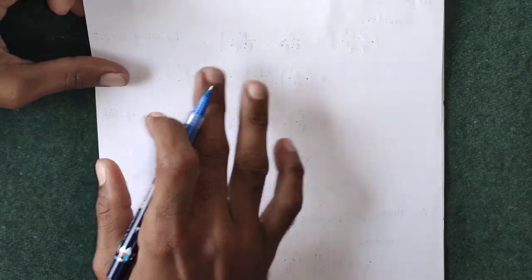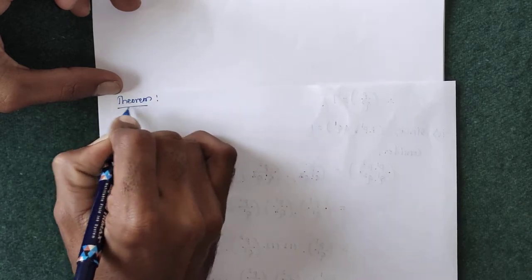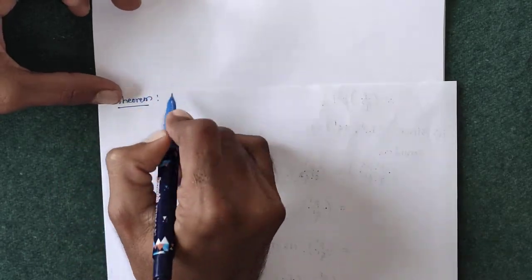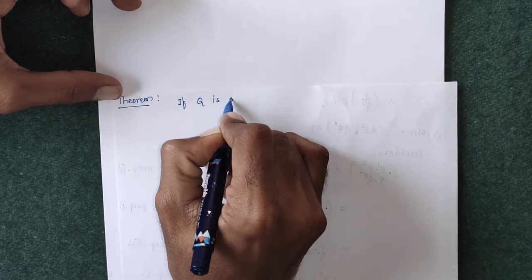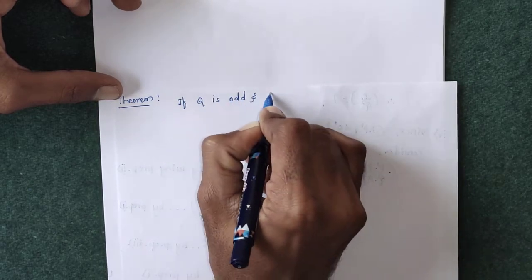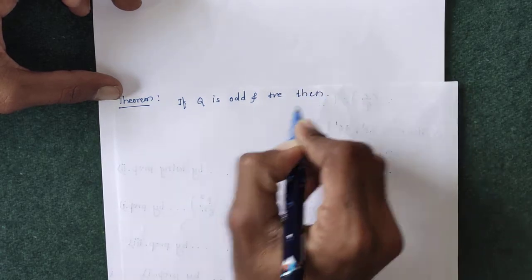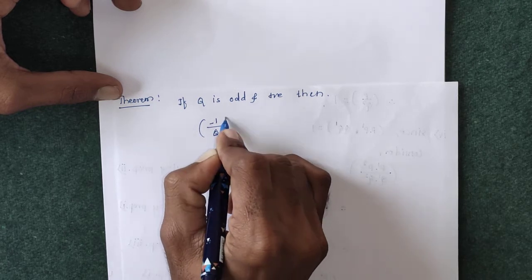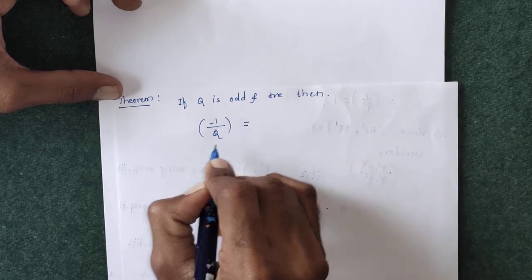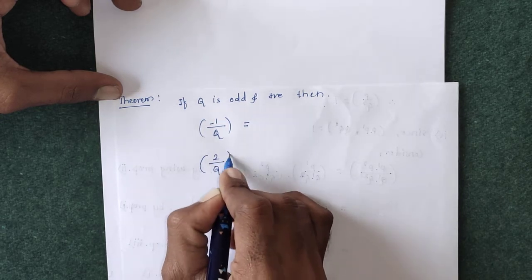First theorem is, statement of the first theorem is, if Q is an odd and positive integer, then the Jacobi symbol of -1 and Q is equal to, and the Jacobi symbol of 2 and Q is equal to.